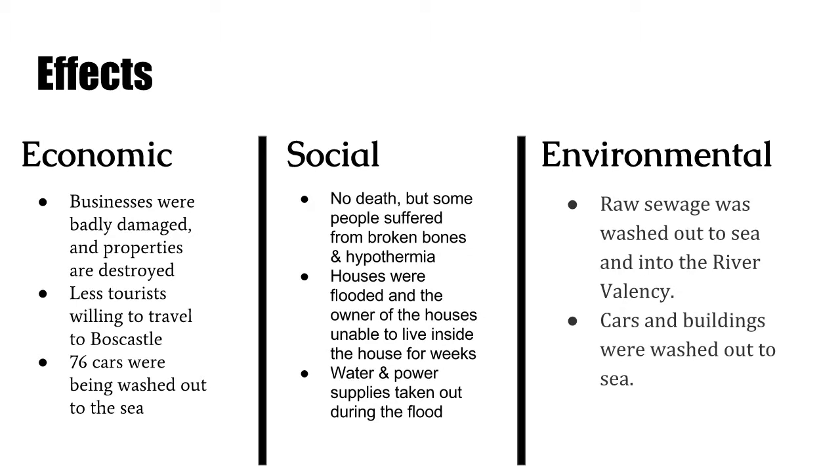And the social effects are some people had to suffer from broken bones and hypothermia. Hypothermia is the condition where people have really low body temperature. The second point is houses were flooded and the owners of the houses were unable to live inside the house for weeks. And the third point is water and power supplies were taken out during the flood to help stop the flood.